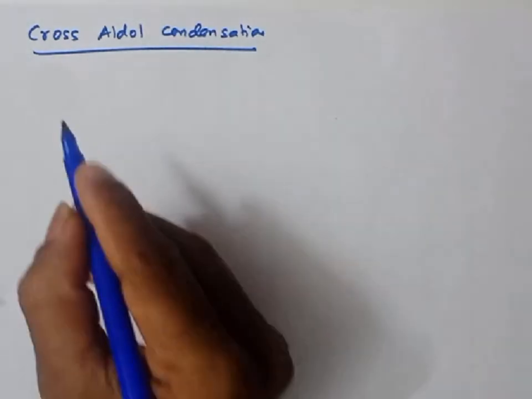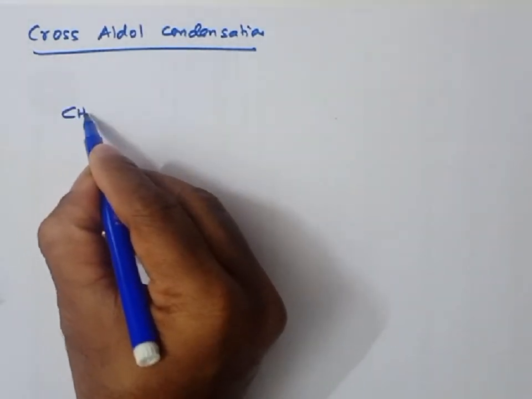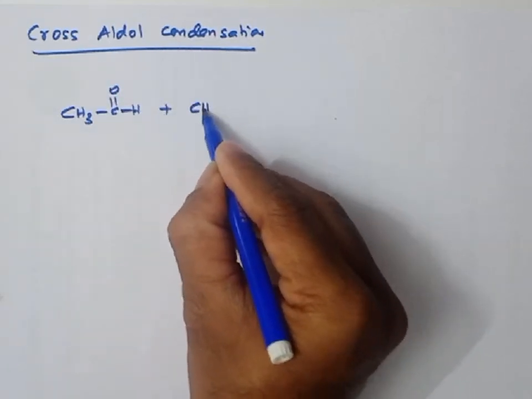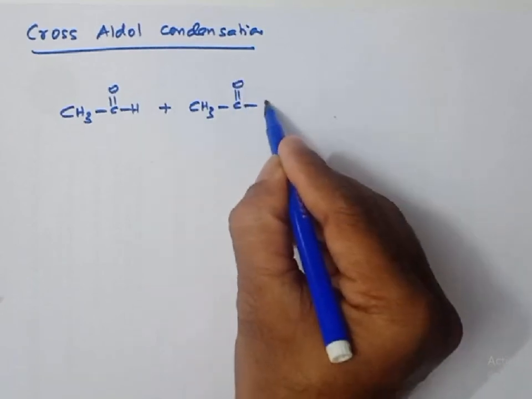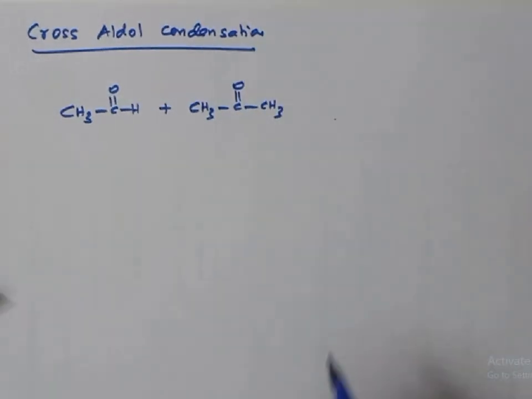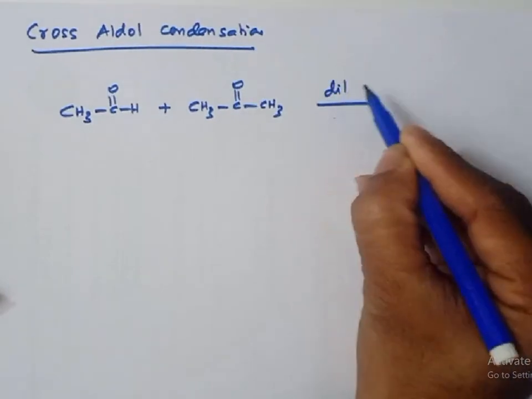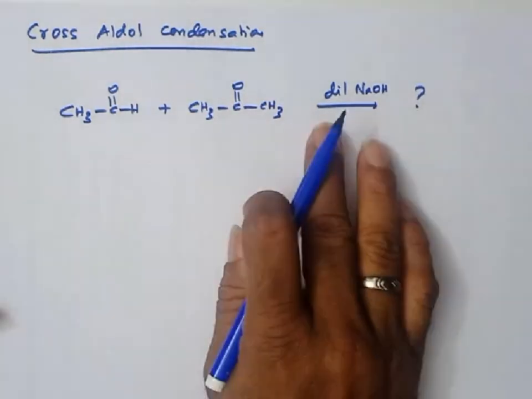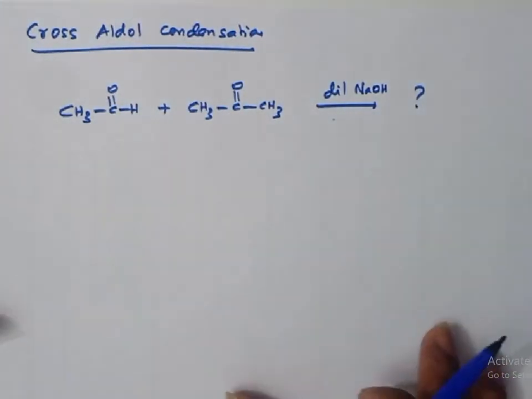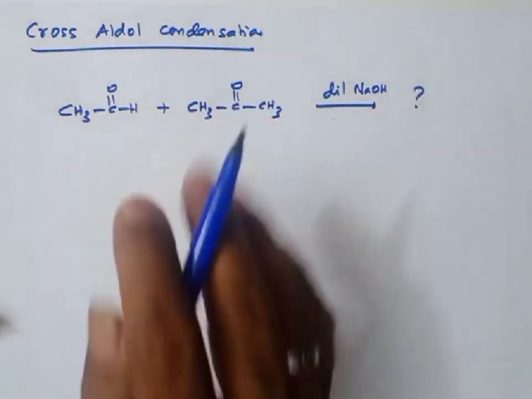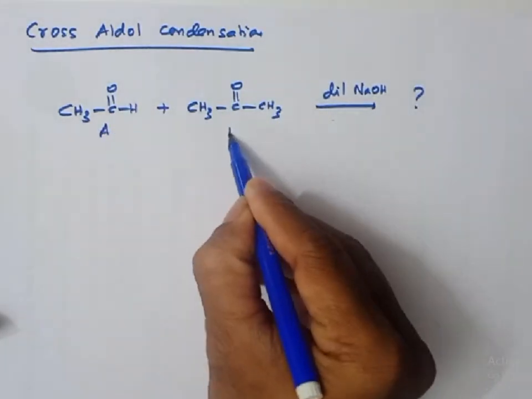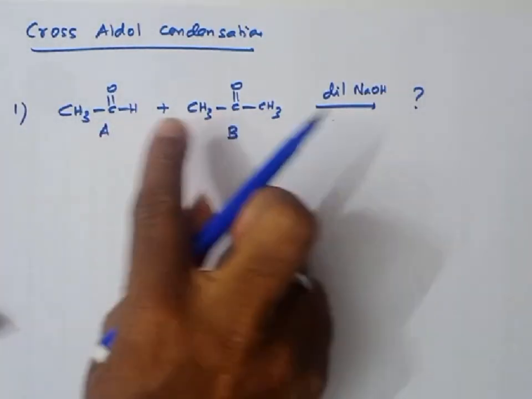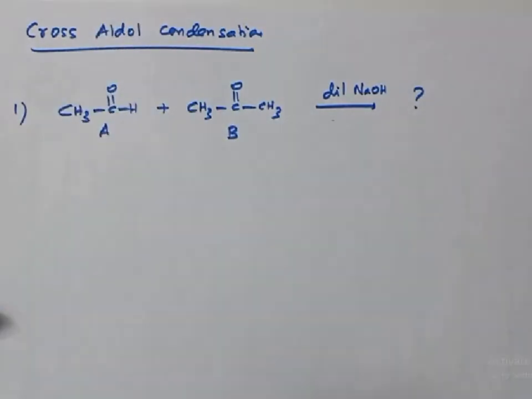All right, what are the problems? Listen, suppose I take acetaldehyde and mix it with propanone. Then I'll put dilute sodium hydroxide. So what are the products we get? I'm not heating. So if you don't heat, you will get only aldol product. What are the possible products? Students, observe carefully. I'll take this molecule as A and this molecule as B because they are different. If you have two different compounds which undergo aldol reaction, you'll get cross aldol.